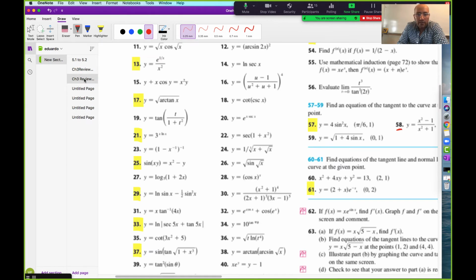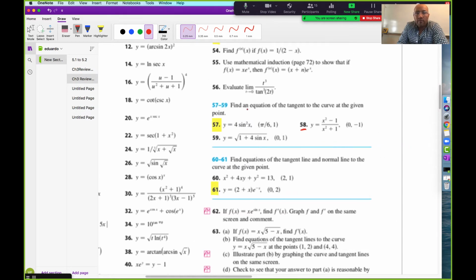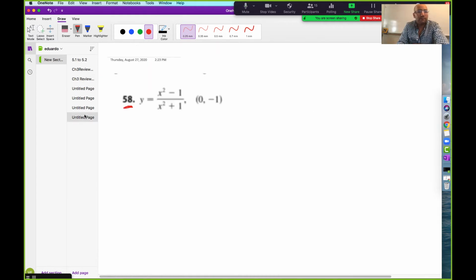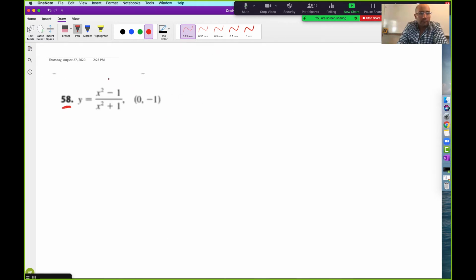And what does it say? It says, the instructions, find an equation of a line tangent to the curve at the given point. Should have copied that part of it too. Find an equation of the line tangent. Okay, tangent at the given point. In order to be able to do that, we need to find the derivative of this thing. So how are we going to find the derivative of this guy?